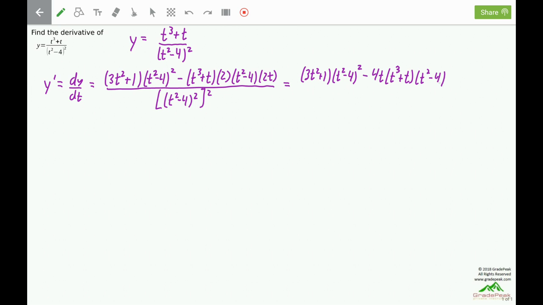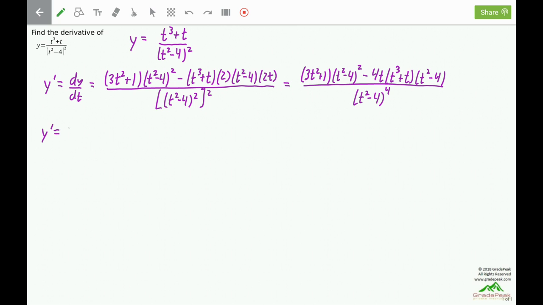We're not going to FOIL that expression out because we actually have a common factor in the numerator. Actually, there's a t squared minus 4 in both terms. You can factor out the lower power. That's what we're going to be doing next. Over this denominator, t squared minus 4 raised to the 2 and then raised again, you multiply those exponents, 2 times 2, and that becomes a 4.